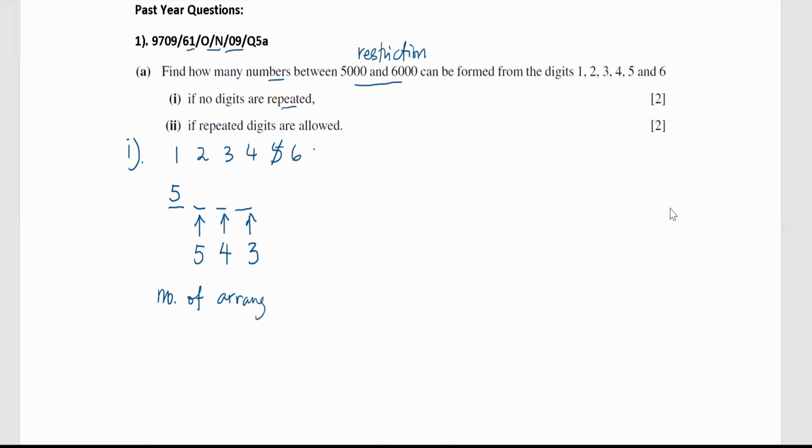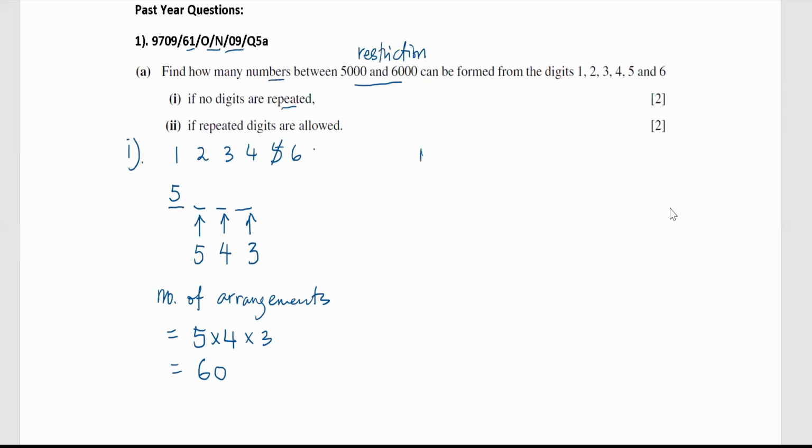or the number of ways will be given by 5 times 4 times 3. All right, so the answer will be 60. So 60 different ways to arrange a 4-digit number that is between 5,000 and 6,000, and no digits are repeated.